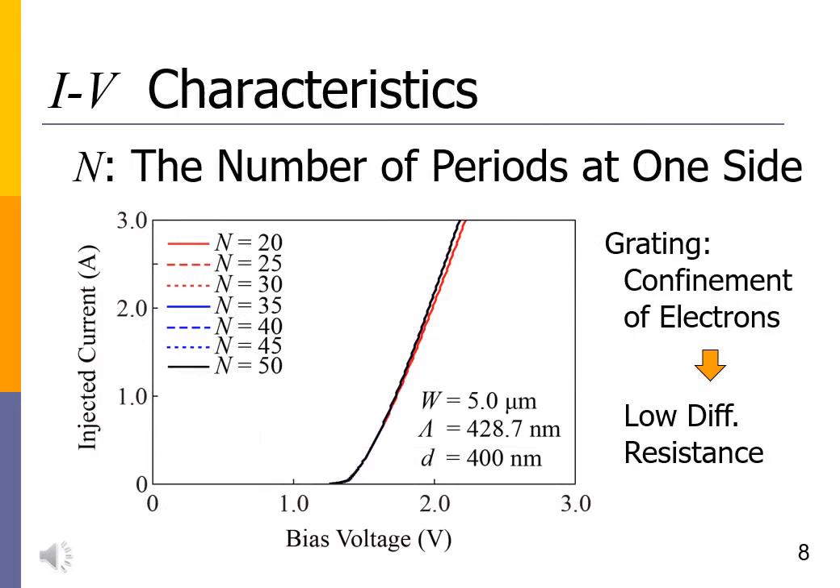Injected current versus applied voltage curves are shown here. The parameter is the number of the grating periods n at one side of the mesa. The broken line shows the result when n is 20, and the solid line shows the results when n is greater than 25. Please note that the I-V curves when n is greater than 25 are overlapped. The differential resistance when n is greater than 25 is lower than that when n is 20, because the diffraction gratings contribute to confinement of the carriers below the mesa.